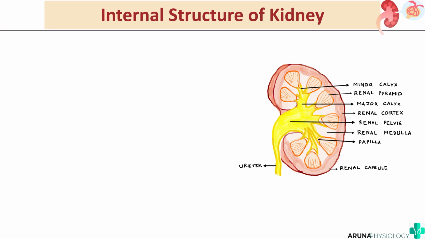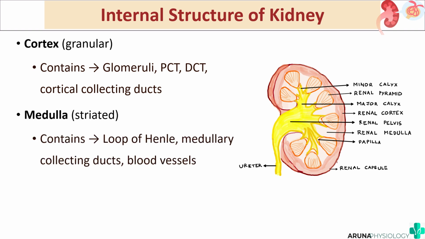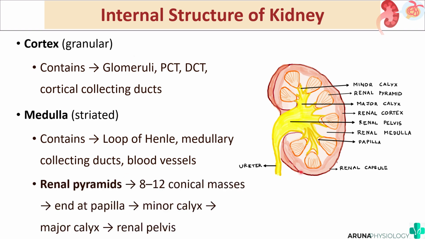So we've got the cortex, which contains the nephrons, especially the glomeruli, PCT, DCT, and the cortical collecting ducts, and the medulla, which contains the loop of Henle, medullary collecting ducts, and the blood vessels. We'll be seeing the different parts of the nephron now, so don't worry about that. The renal pyramids, they are basically 8 to 12 conical masses which end at the papilla, then the minor calyx, major calyx, and the renal pelvis.